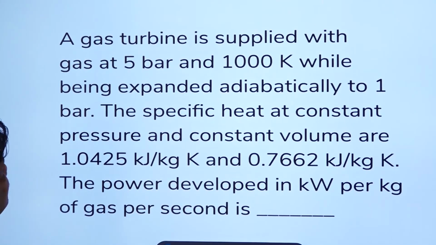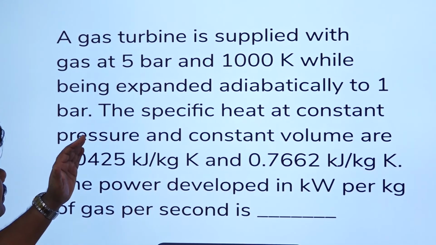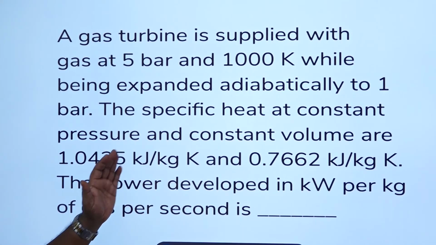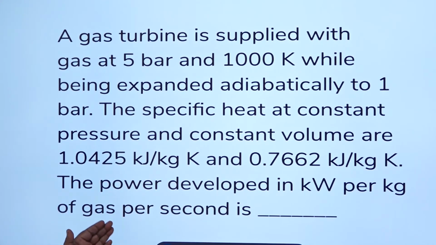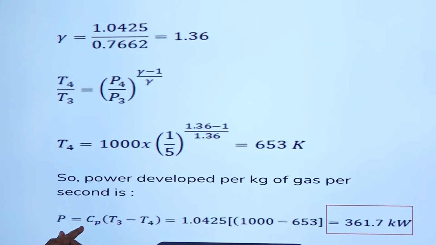Okay. So the next one is: a gas turbine is supplied with gas at 5 bar and 1000 Kelvin while being expanded adiabatically to 1 bar. The specific heats, that is Cp and Cv, are given to you. So what is the power developed in kilowatt per kilogram?